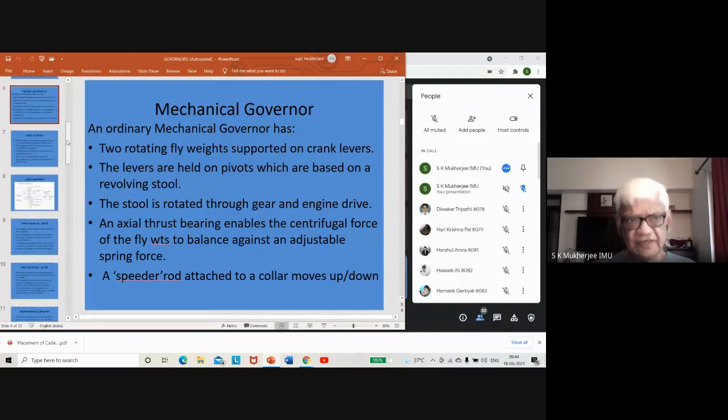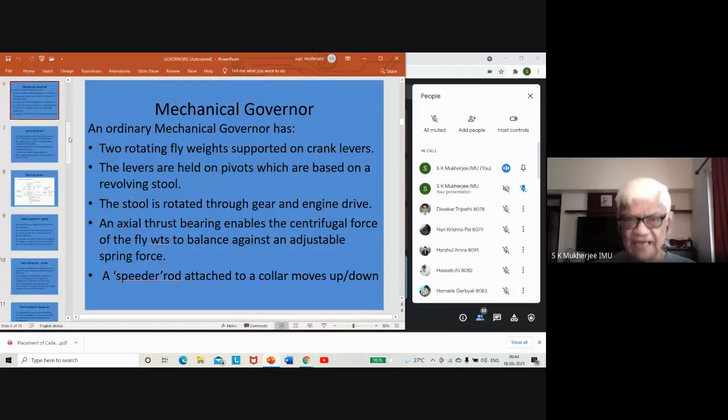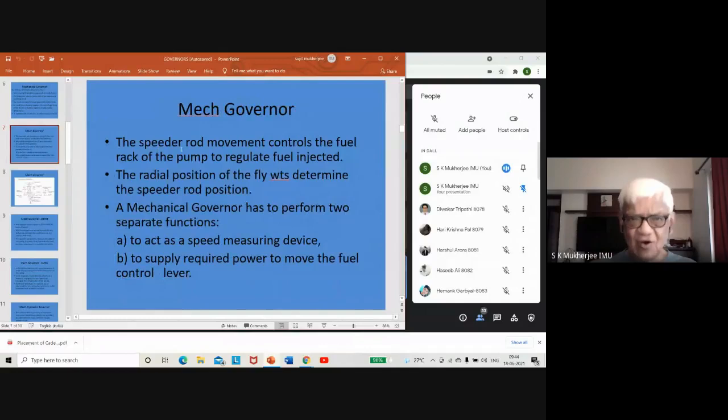Okay, one more plate before we go to the diagram. Right now, all these statements will not register on your mind so well, but it would make sense to read it once. And then when we come back, I will get back to this plate again. The speeder rod movement controls the fuel rack of the pump to regulate the fuel injected. The radial position of the flyweights determines the speeder rod position.